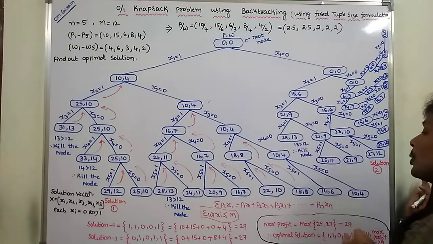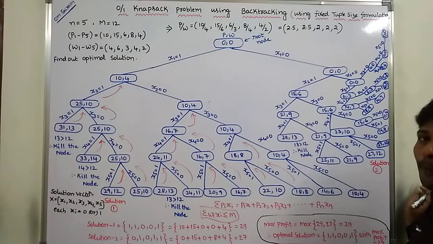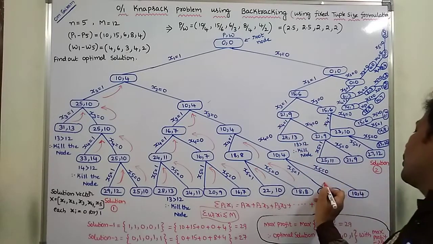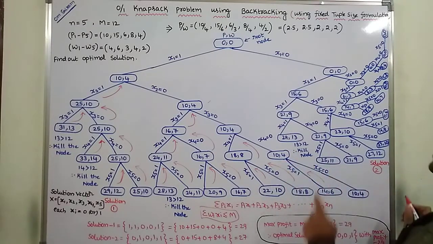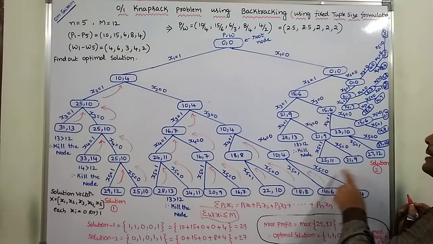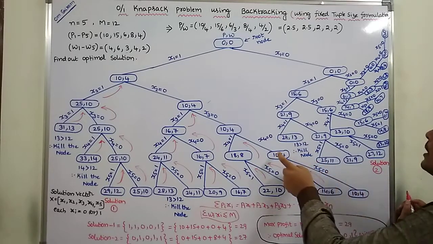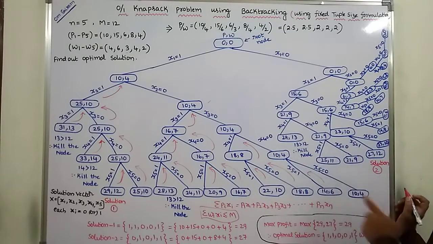Condition true, we have to extend that node, but there are no objects that we have to place. Already 5 objects are completed, so we have to backtrack. Now we go for the right child, x suffix 5 is equal to 0. We are not considering the fifth object, so the p comma w values are the same, we are getting 10 comma 4.